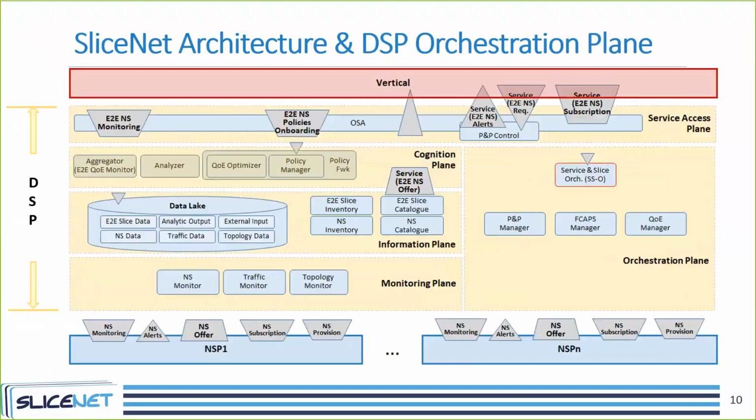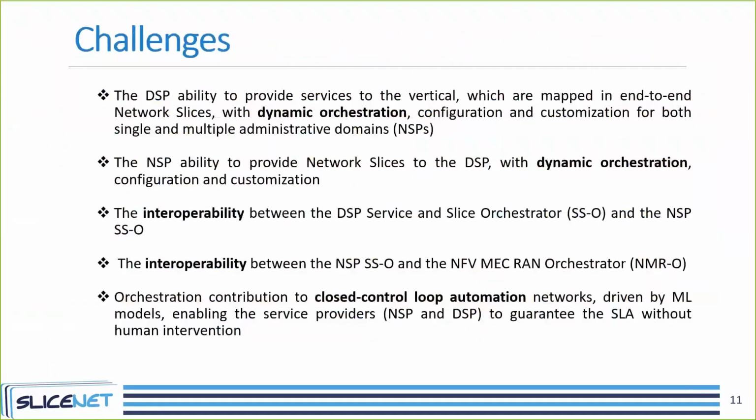Okay, let's go to this next one. So let's now talk a little bit more in detail about the orchestrators. What were the challenges that we faced implementing the orchestration in SliceNet? One of them was the DSP ability to provide services to the vertical, and this service will need dynamic orchestration, essentially because maybe we can need optimization, for instance, when we have failure prediction events, and configuration and customization for both single and multiple administrative domains.